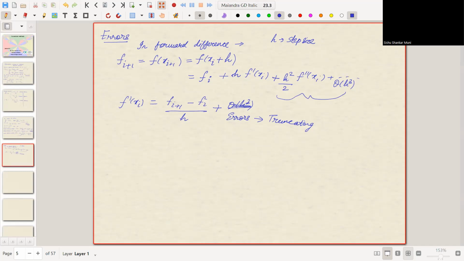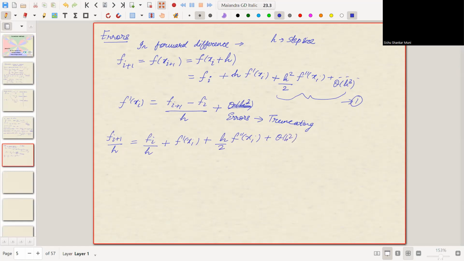Can you derive this quantity? In order to do that, take this f i plus 1 and divide by h. You can divide by h because h is not 0. Therefore, you can confidently divide by h. So f i plus 1 by h equals f i by h plus f dash of x i plus h by 2 f double dash of x i, and there are some other terms like order of h square terms.